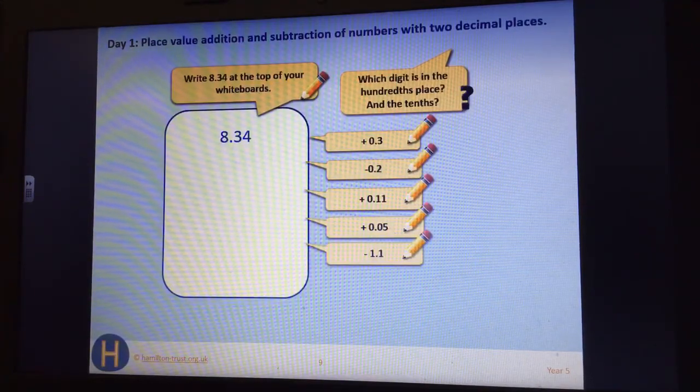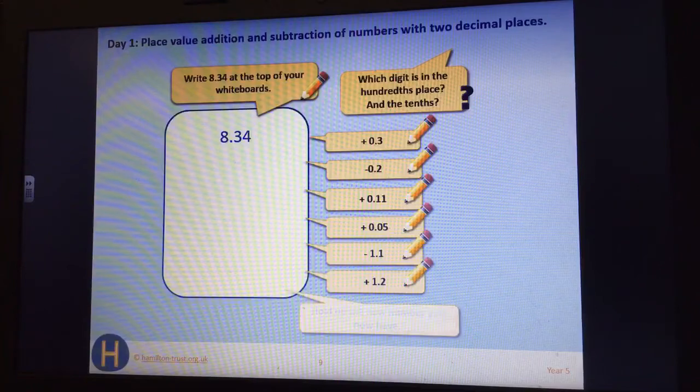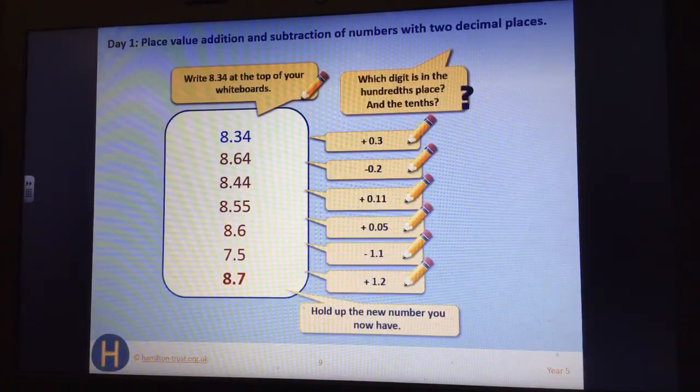Let's take away 1.1. Let's add 1.2. Hold up your new number. What have you got? 8.7. Look at it. Check it out. See if you got it right or wrong. And do something with that, please.